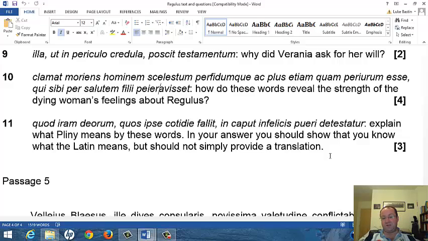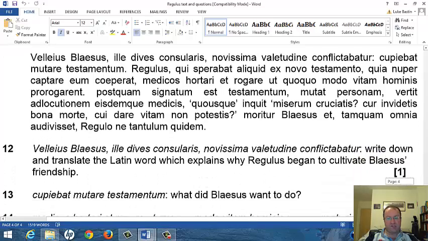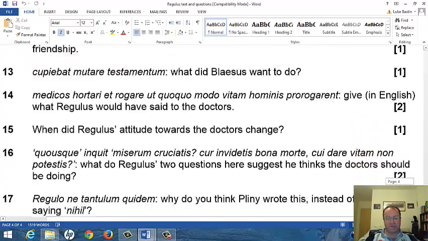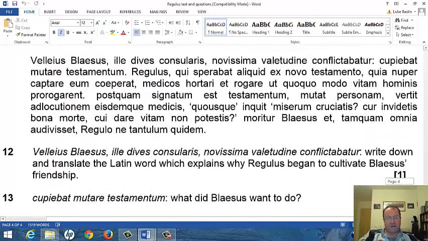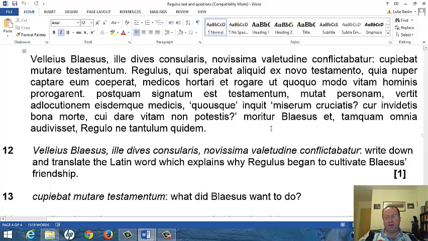And that's the effect of Pliny's words. Okay, right. Passage number 5. The last passage in this text. This is now a completely different story. So chapter 1 was Verania. You can imagine we've just done that. This is a kind of a different victim, if you like.